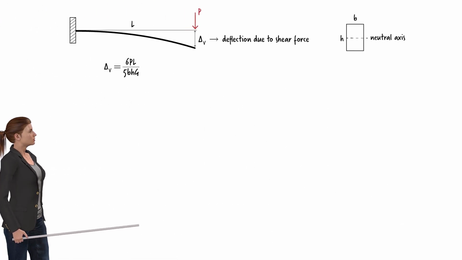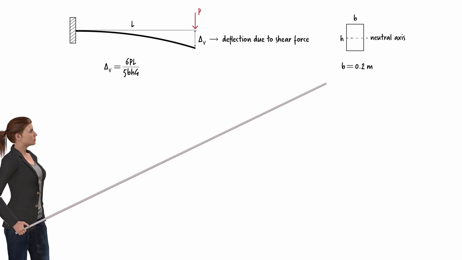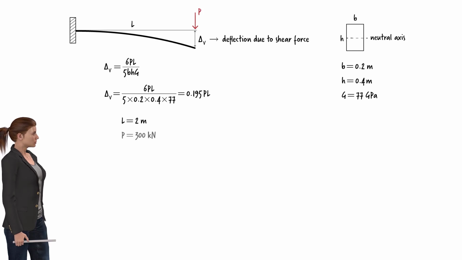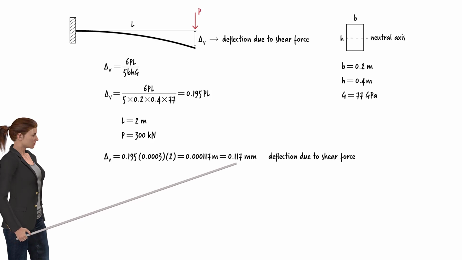Suppose the beam's cross-section has a width of 0.2 meters and a height of 0.4 meters, and G equals 77 gigapascals. So, delta V can be written as this. If the beam's length is 2 meters and the magnitude of the applied load equals 300 kilonewtons, delta V evaluates to 0.117 millimeters.